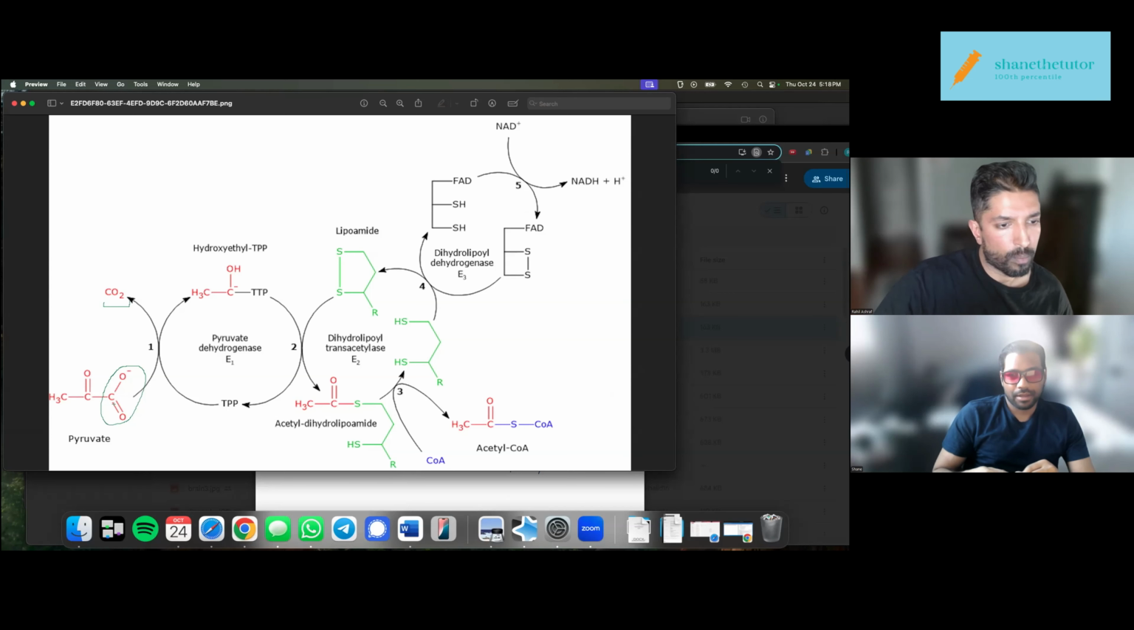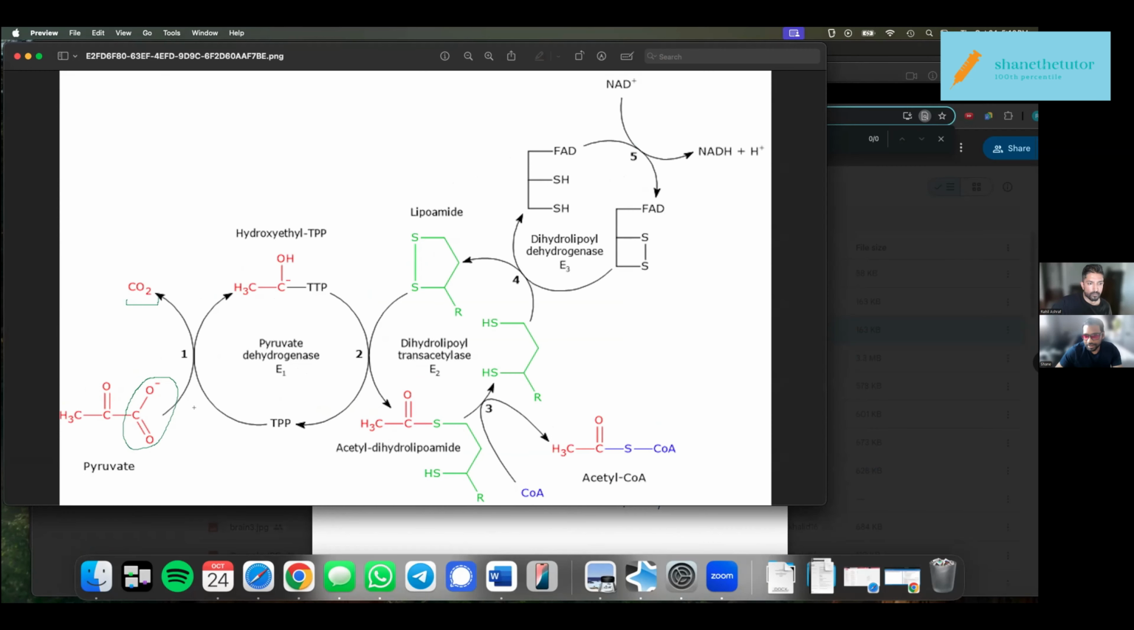Oh, okay, so pyruvate is a carboxylic acid? Yeah, it's an alpha keto, I forgot the name. I'm just so used to seeing it as the RCOOH, so I didn't really see it. Okay, that's good to know. Yep.